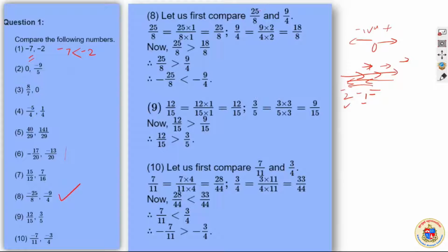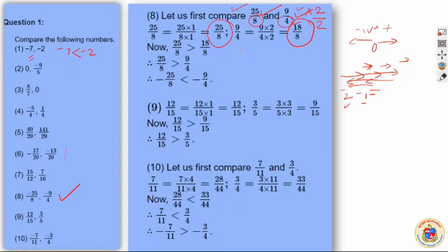It is given here 24/8, 9/4. You are asked to compare. You have to make the denominator same. You can convert this denominator 4 into 8 by multiplying the whole fraction by 2, both numerator and denominator. So then it becomes 18/8 and 25/8.